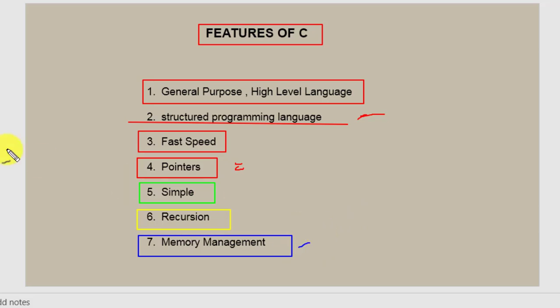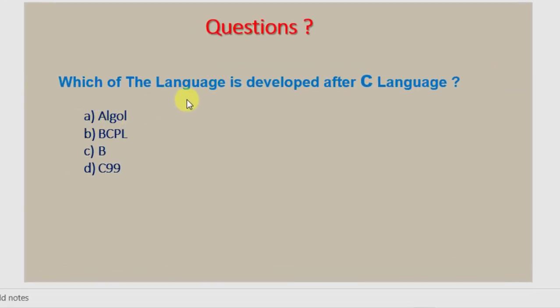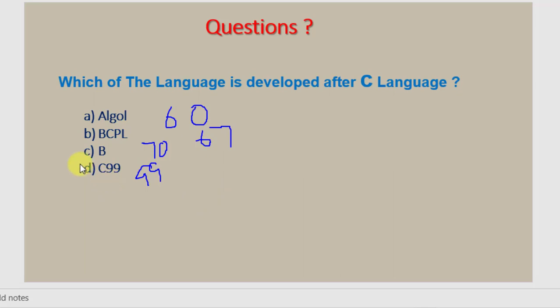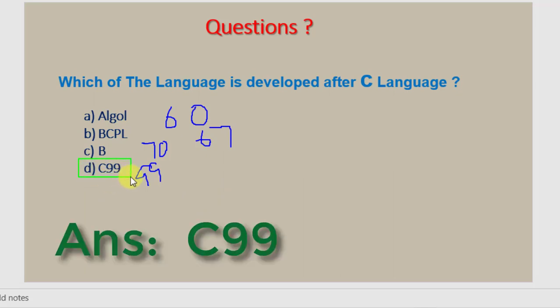Now let's talk about the question we had earlier. Which of the languages was developed after C language? Algol was developed in 1960 by an international group, BCPL was developed in 1967 by Martin Richards, and B language was developed in 1970 by Ken Thompson. C99 was developed in 1999 by the Standardization Committee, and we know that C was developed in 1972. So it's seen that C99 was the language that was developed after C, in 1999. So the answer is definitely C99.